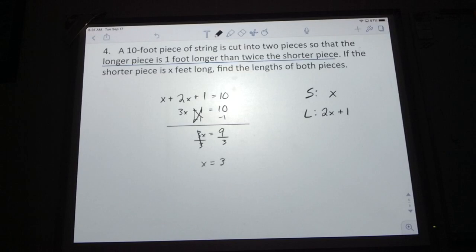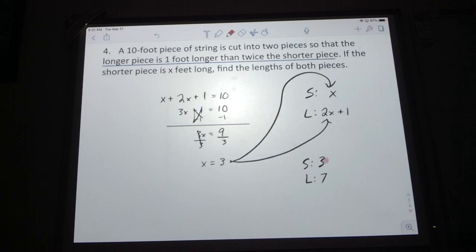It says find the lengths of both pieces. So we want these two answers. So the short one is 3, and the long one is 3 times 2 is 6, plus 1 is 7. Okay, and then make sure it makes sense. 3 plus 7 does equal 10.